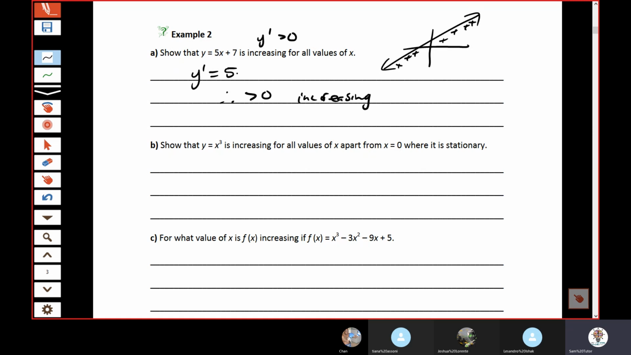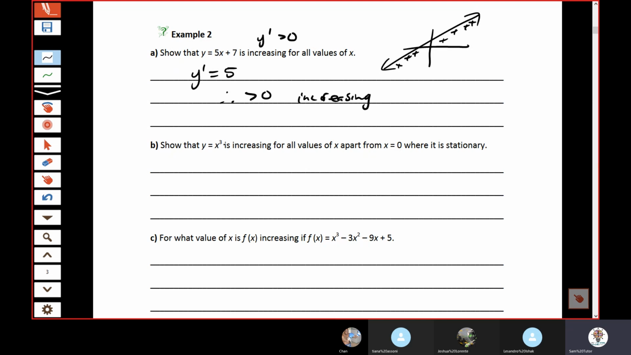All right, y dash equals 5. Well, 5 is always greater than 0. Always greater than 0. Therefore, always increasing. Easy? Done. Show that y equals x cubed is increasing: 100% will be in your exams. I think you guys know what that means. That means you've got to know how to show something is increasing or decreasing.